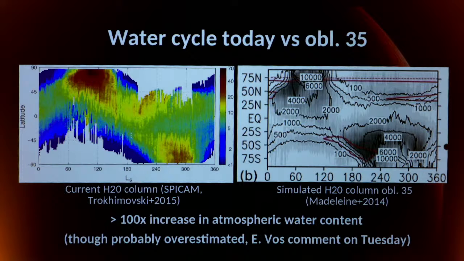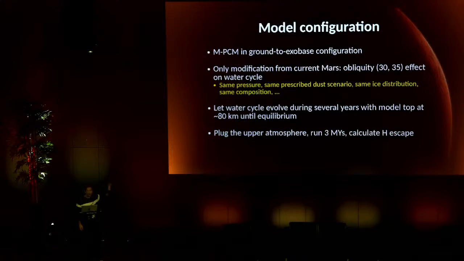For this, we use the Mars planetary climate model in its ground to exo-edge configuration, including all the recent improvements to the water microphysics that have been described by Joseph Nahr before, but using this prescribed distribution and the same distribution of ices on the planet, just focusing on the short-term effects of how the increase in the obliquity, the increase in the sublimation of the polar caps, affects the water cycle.